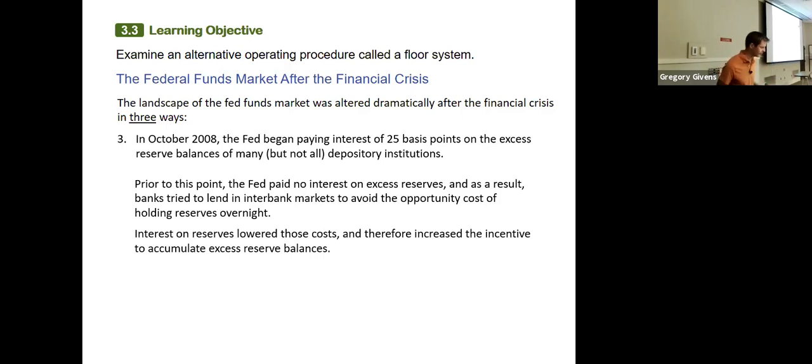One other point I want to make about this, and again, it will become of great importance next week when we talk about some of the challenges of targeting the funds rate in a floor system, is that it turns out that the interest rate on reserve balances was not actually made to every financial institution. That's why I have here in parentheses, interest on excess reserve balances of many, but not all depository institutions. Domestic commercial banks that have reserve accounts with the Fed could earn interest on reserves of 25 basis points. But not every financial institution was eligible. There were some eligible and ineligible financial institutions, all right?